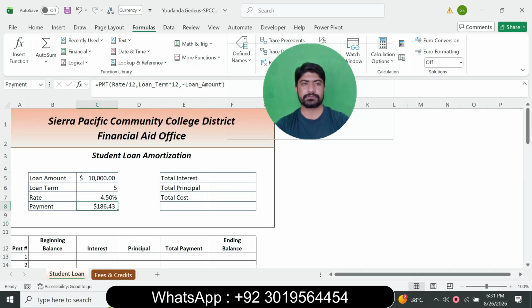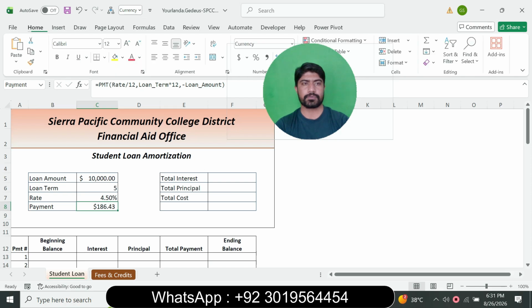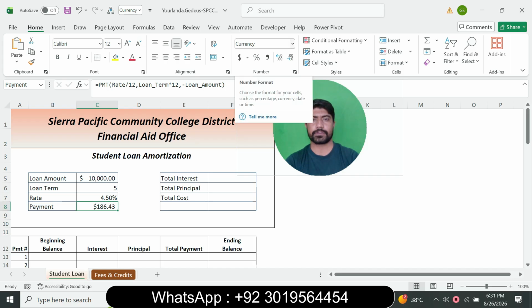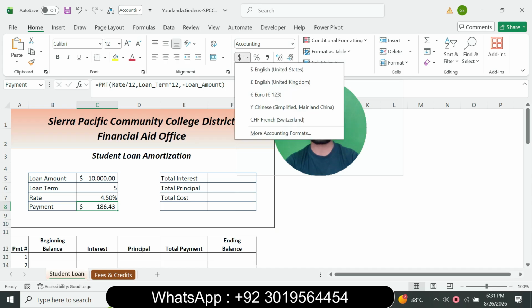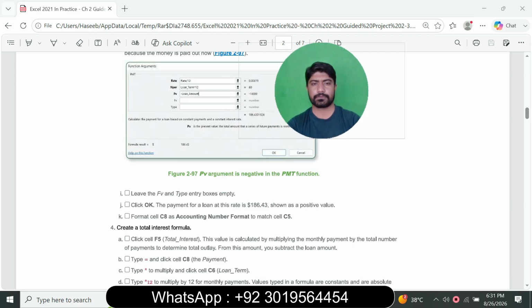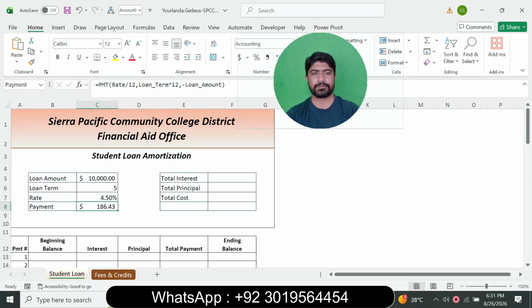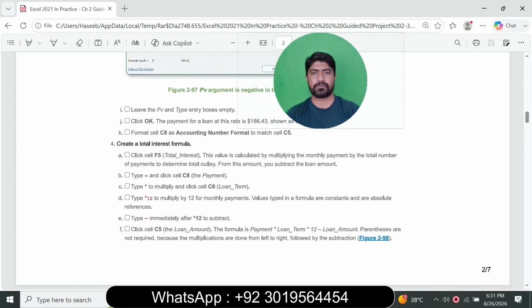Select the cell C8 and apply the accounting number format. So go to the Home tab, go to the Number group and apply the accounting number format. Click OK. Cell C8 now has the accounting number format like cell C5. So question number 3 is complete, and we move to question number 4.